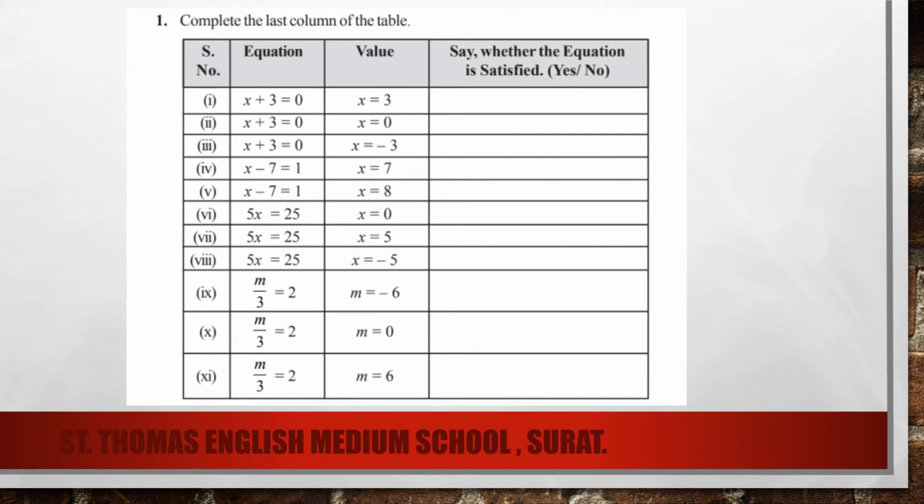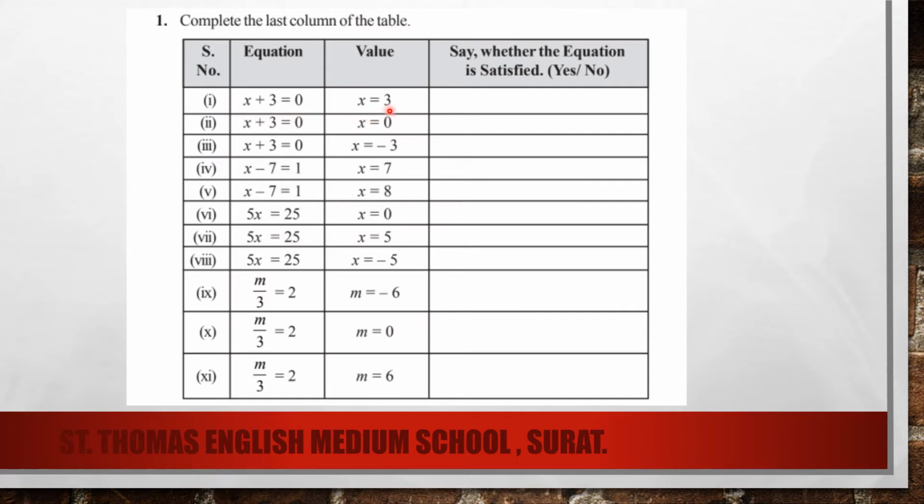Exercise 4.1. Question number 1. Complete the last column of the table. So, they given one table here. First question, equation, value of x. Say whether the equation is satisfied. You have to write either yes or no. Satisfied means when you substitute this value for x, if LHS and RHS are equal, then you can say yes, otherwise no. It's clear?